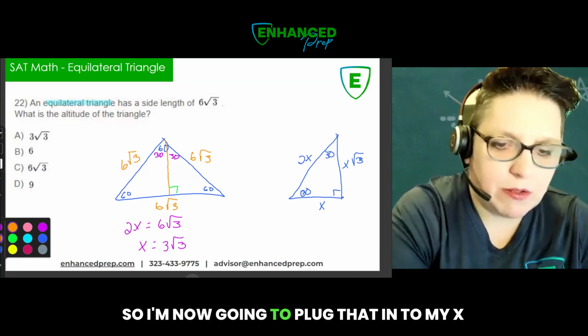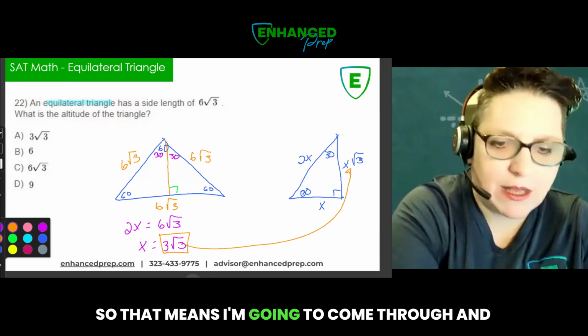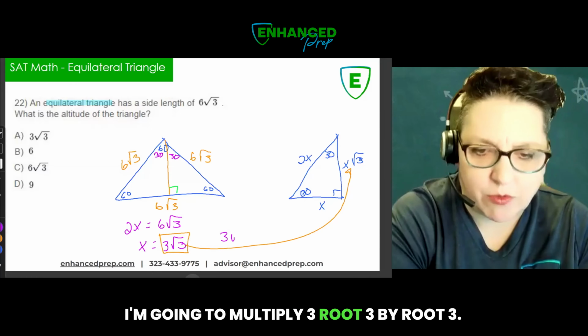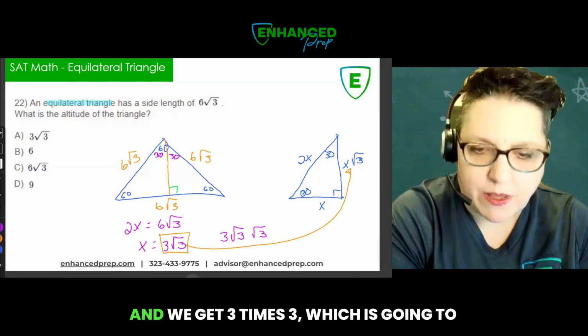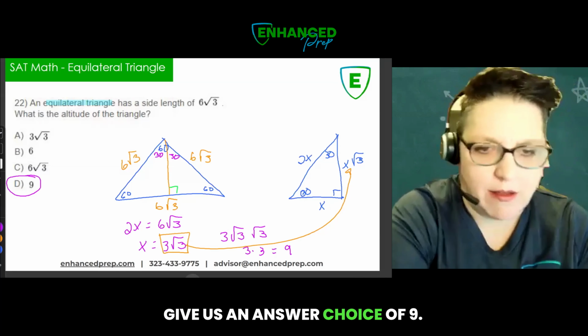So I'm now going to plug that in to my x root 3 side. So that means I'm going to come through and I'm going to multiply 3 root 3 by root 3. And we get 3 times 3, which is going to give us an answer choice of 9.